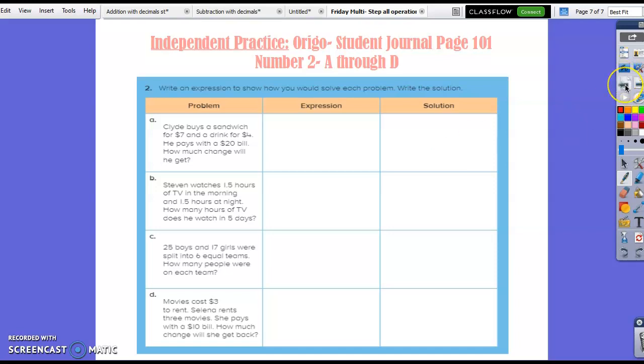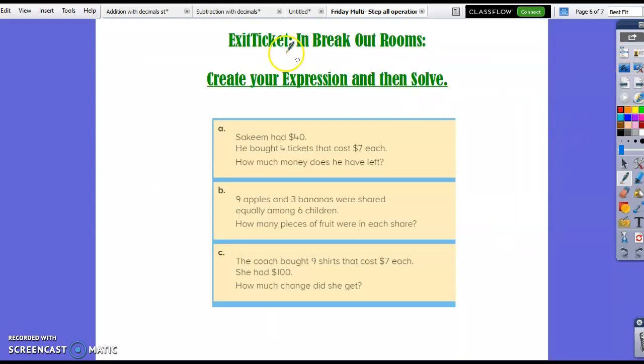Okay, before we go to the independent work, right now we are going to go to our exit ticket in our breakout rooms, and I will see you there to get you guys separated up.